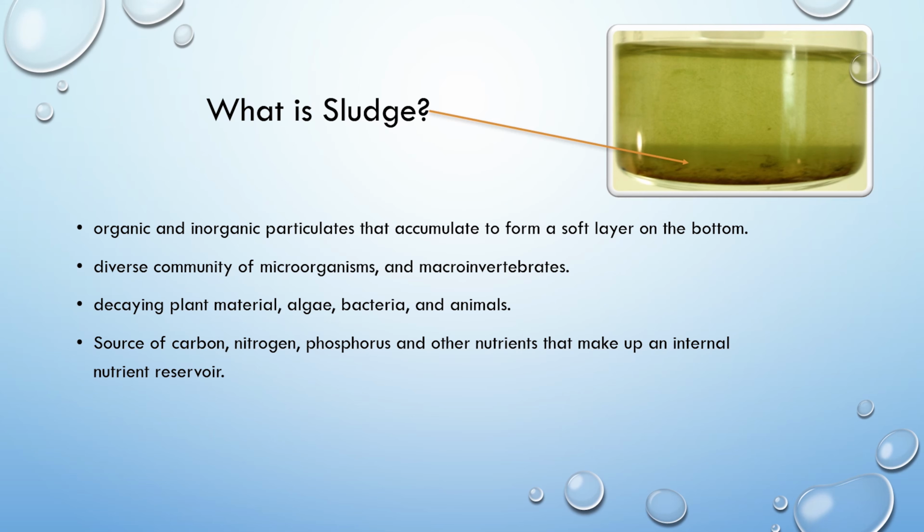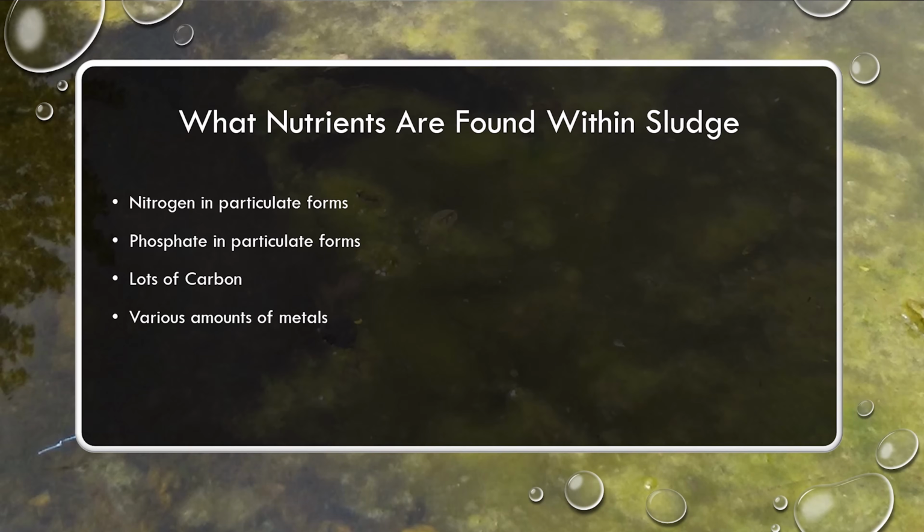Sludge is a rich source of carbon, nitrogen, and phosphorus, along with micronutrients and vitamins, and all the nutrients at the bottom of the pond make up an internal nutrient reservoir. The nutrients will be released into the overlying water under certain conditions. The released nutrients will then contribute to the total levels of nitrogen in the water, even without other inputs of nutrients. Some of the nutrients released from sludge include nitrogen in particulate forms, phosphate in particulate forms, lots of carbon, and various amounts of metals.